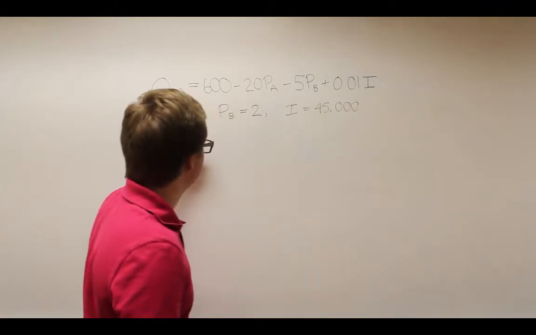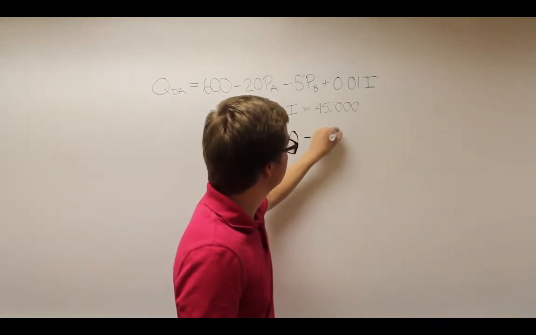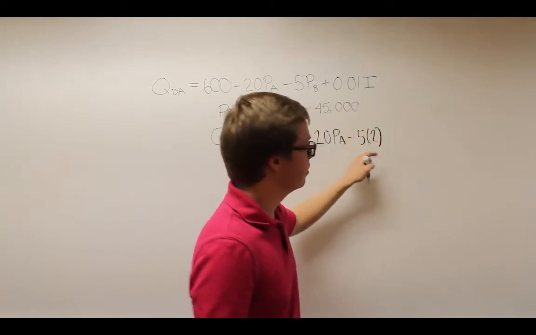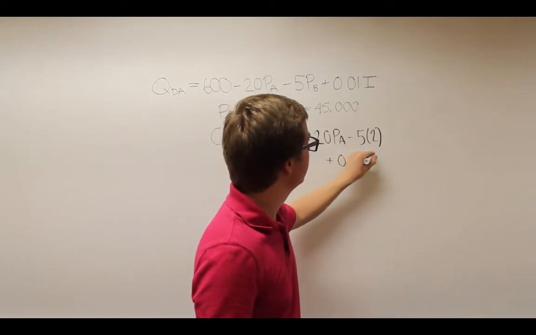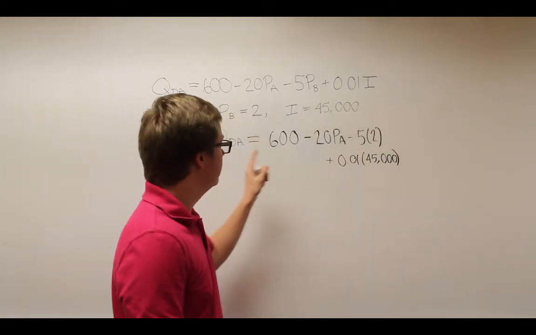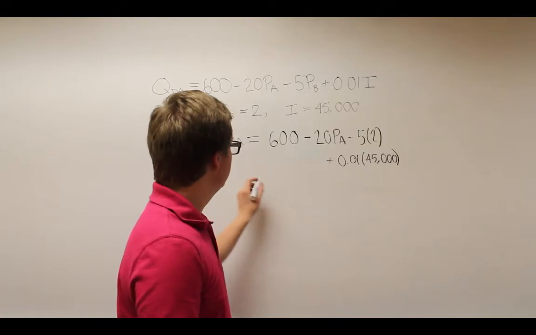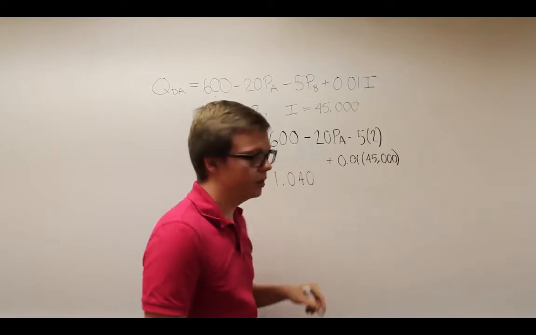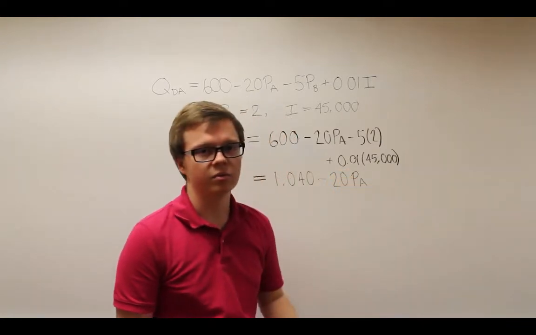Now we can put those into this equation to get a function just of the price of good A. Quantity demanded of good A equals 600 as usual, minus 20 times the price of A, that stays like it is, minus 5 times, now the price of B is 2, plus 0.01 times our income of 45,000. If you put these terms in your calculator and combine them, because they're all just a constant, you get the quantity demanded of good A equals 1,040 minus 20 times the price of good A.